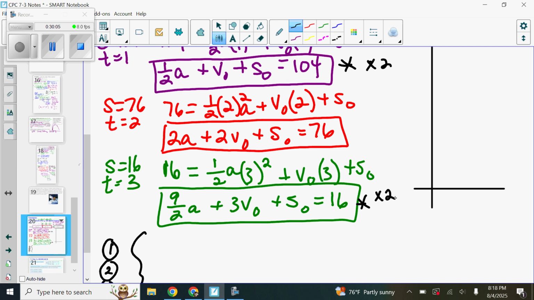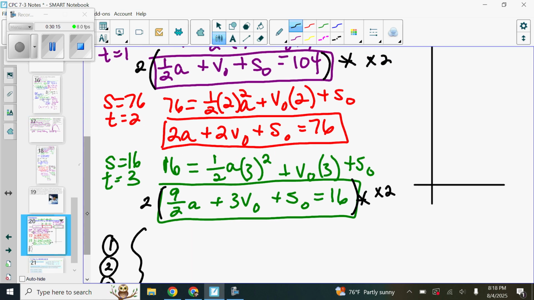So I'm going to do that as I copy these down. So I'm going to multiply everything in this first equation by 2, both sides, everything in this green equation by 2, and then I'm going to have a system that might be a little bit easier to deal with. So that would be an A then, a 2v sub 0, a 2s sub 0, and then a 208 on the other side, just to make that a little bit more palatable to deal with.